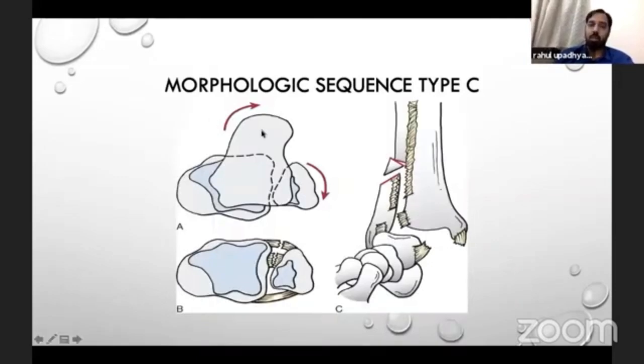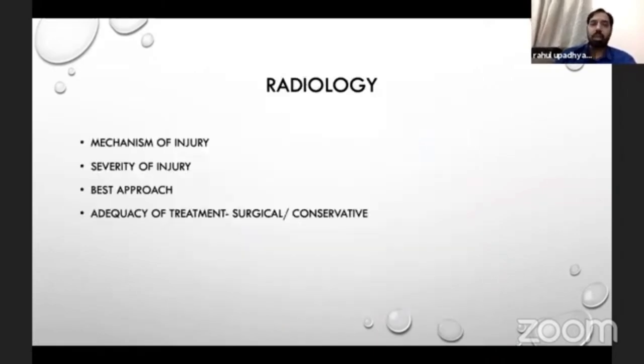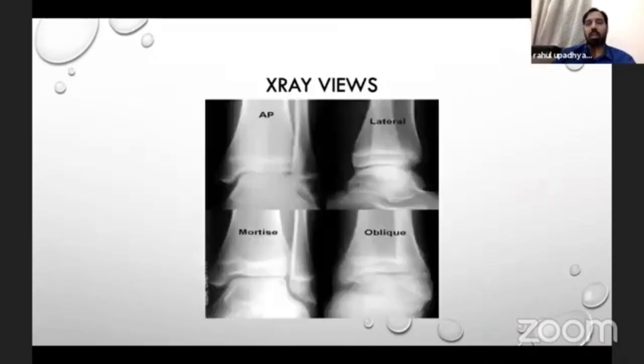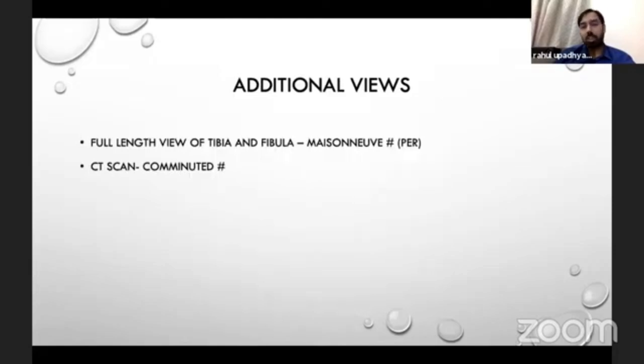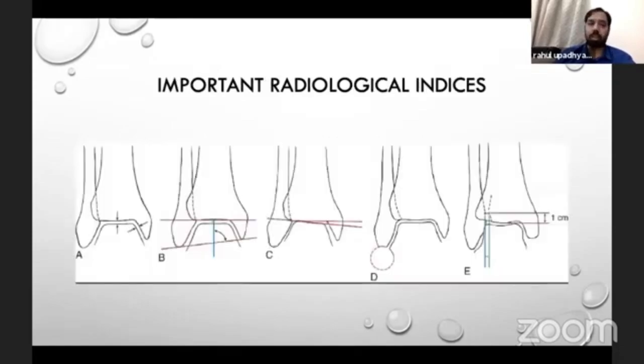If you see the morphological sequence, the first failure is on the medial side, as it was a pronated foot. The force of injury goes anteriorly, finishes laterally, and if it is type 4, it finishes posteriorly, leading to a posterior malleolus fracture. Radiology, we will not talk much about it because Dr. Girish has wonderfully covered all the aspects of ankle radiology. So these are the common views: AP, lateral, mortise, and oblique views. As additional views, you might need a full length view just to make sure there is no Maisonneuve injury pattern, which is a pronation external rotation type of injury.